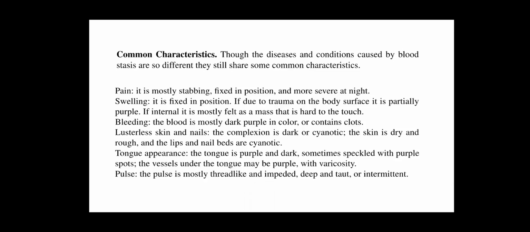For lusterless skin and nails, the complexion is dark or cyanotic. The skin is dry and rough, and the lips and nail beds are cyanotic. Tongue appearance: the tongue is purple and dark and sometimes speckled with purple spots. The vessels under the tongue may be purple with varicosity. And the pulse is mostly thread-like and impeded, deep and taut or intermittent.